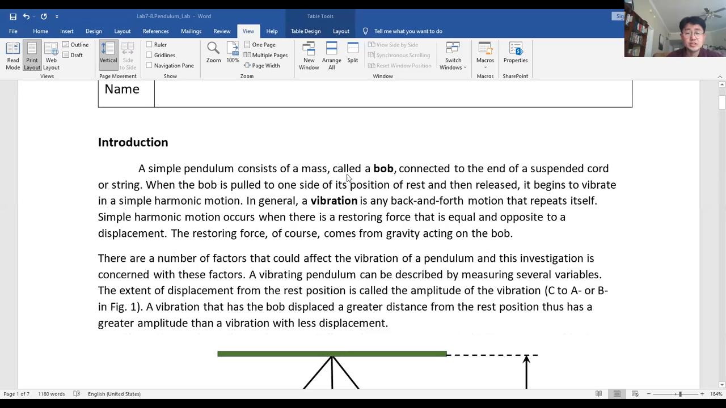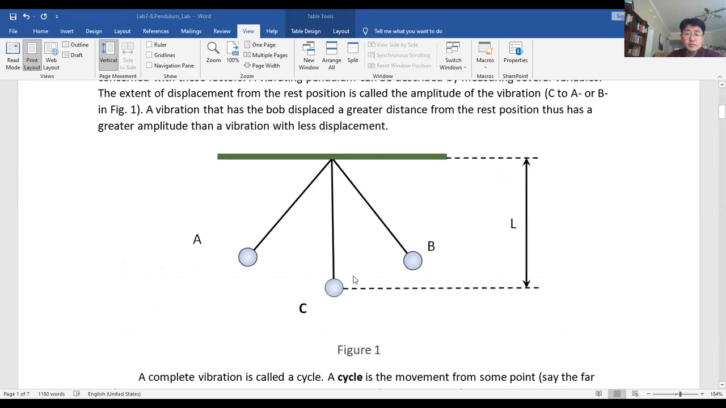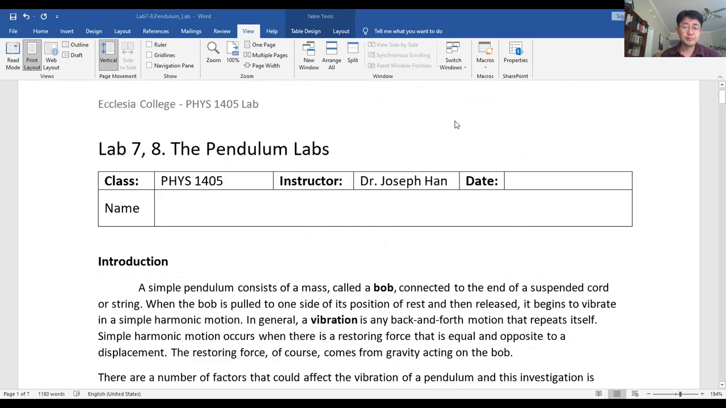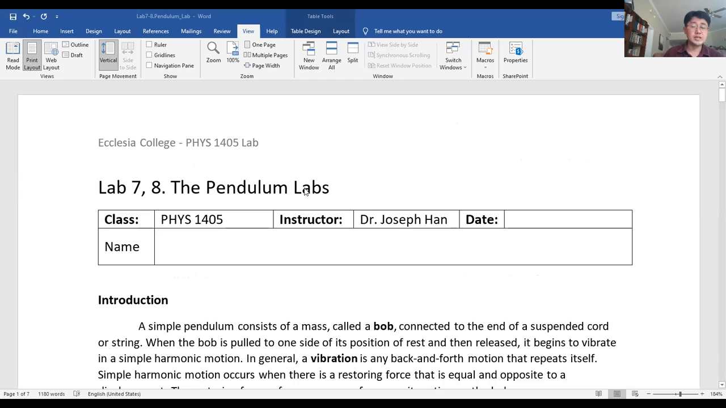A simple pendulum consists of a mass called a bob connected to the end of a suspended cord or string, like this. I think this concept is related to chapter 6, energy and oscillations, but we didn't treat the pendulum in that chapter. But let me explain simply about that.